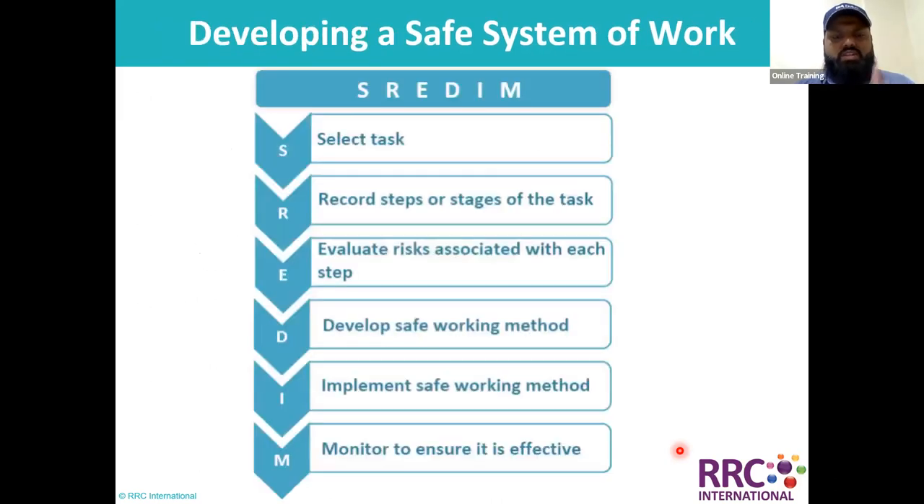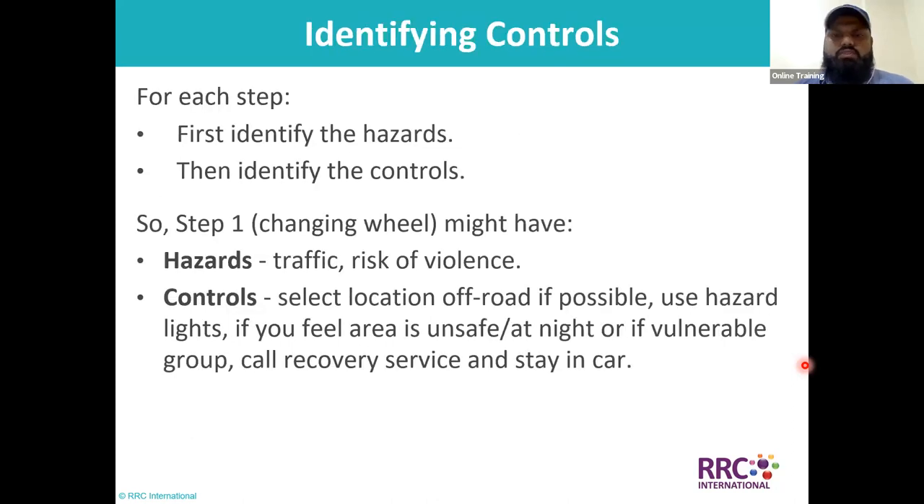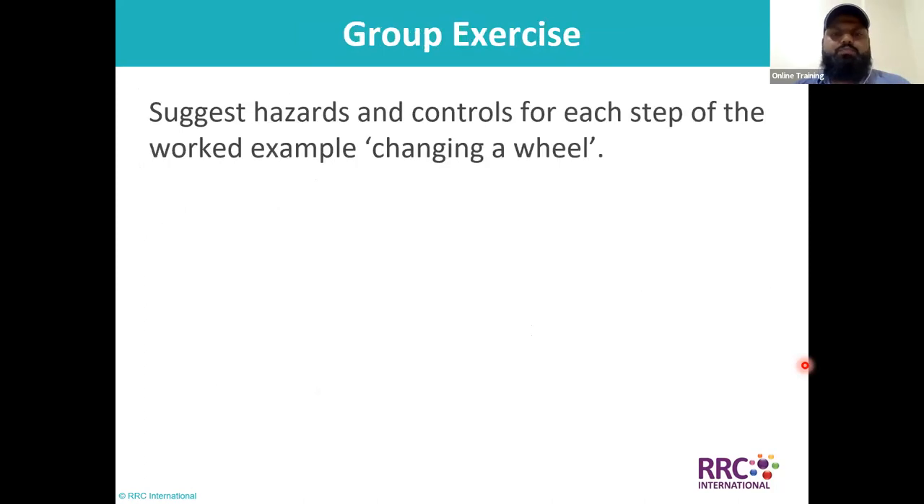Then in the safe system of work, we again use the technique of SRIDM, okay, where we defined different steps, and I had given you one assignment regarding that. We took the example of changing a wheel in case you are going on the road and something happens. Let's say you got a punctured tire and you have to change it now. How are you going to change it? You are going to divide the task into smaller steps, and then with each step you are going to identify the hazard and identify the control. This was one of the assignments I remember I had given you.